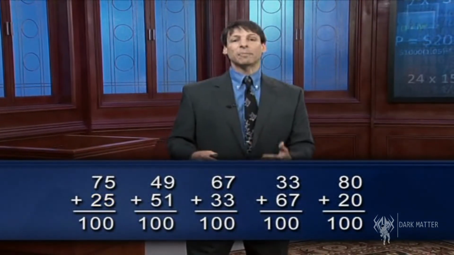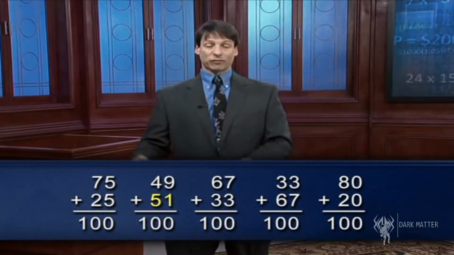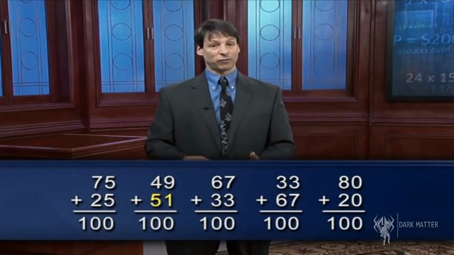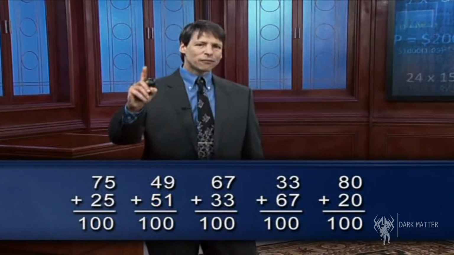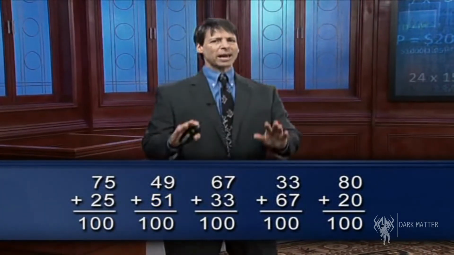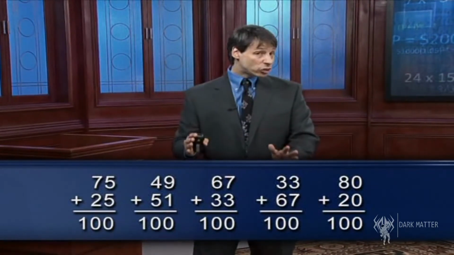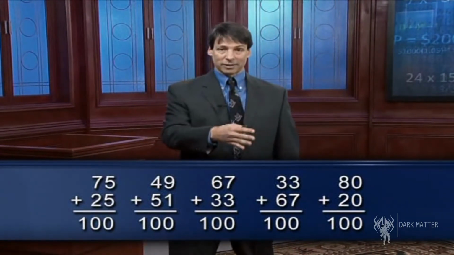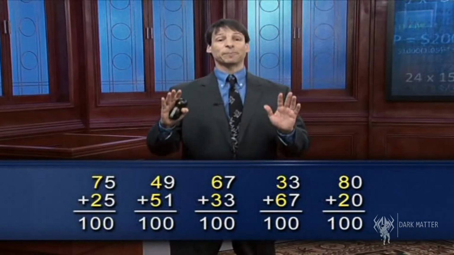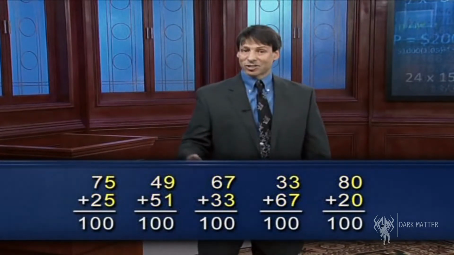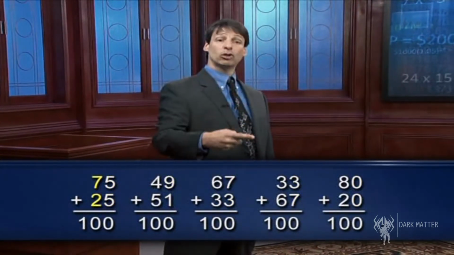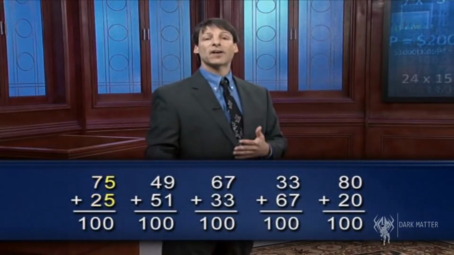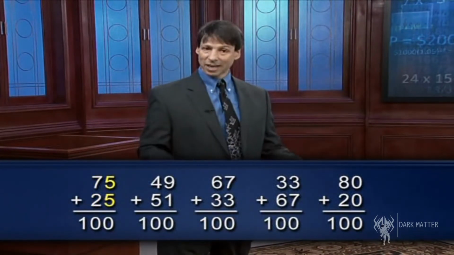Likewise, the complement of 49 is 51, because 49 plus 51 is 100, and so on. Now, how do you find the complement? The pattern is very simple, and we do it from left to right. The first digits add up to 9, and the last digits add up to 10. So for the complement of 75, notice 7 plus 2 is 9, and 5 plus 5 is 10.